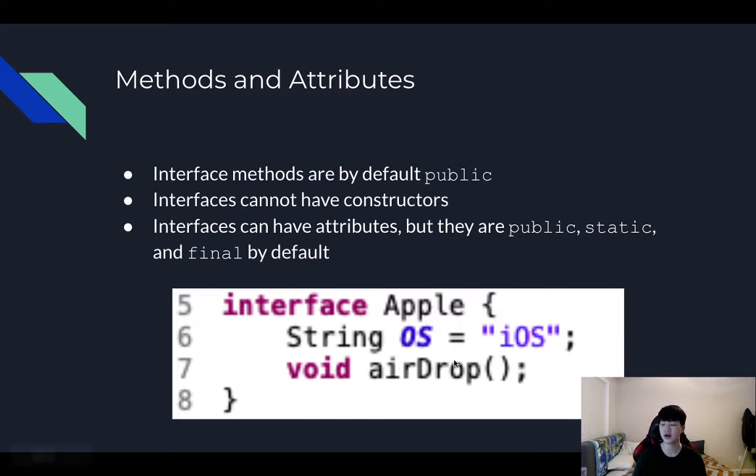So when I write String OS equals iOS, I declare a string variable OS and set it equal to the string iOS. That's basically saying I'm making a public, static, and final variable. Final means I cannot change it. So any variables that go into an interface, you cannot change later on, and they're all by default public and static. So that's basically variables or attributes in interfaces. Usually they're not heavily used, but they're there just in case you need them. Interfaces are mostly used for methods.